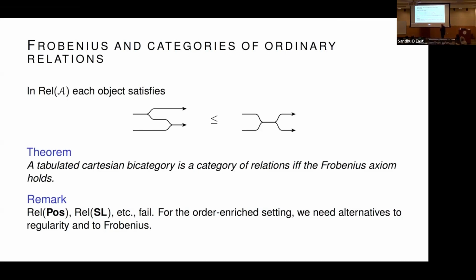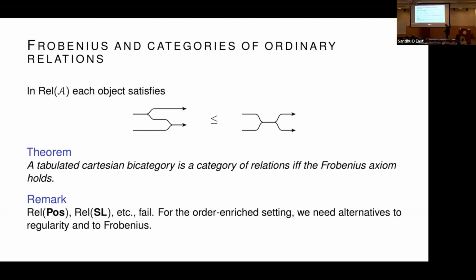So now the theorem here, this is again just a classical theorem, is that a tabulated Cartesian bicategory is a category of relations if and only if this little funny axiom holds, this Frobenius axiom. And that's an important theorem because now we actually characterize categories of relations. And there's a really nice exact match between regular categories and categories of relations. It's exactly via this discreteness.